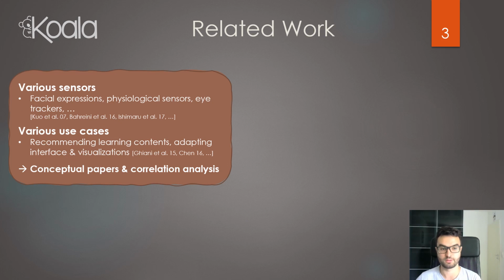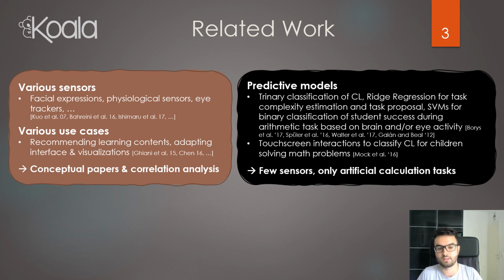Apart from these works that just propose different sensors and correlate them to some measure of difficulty, like facial expressions or eye tracking features, other papers have focused on good use cases. How can you adapt it to the measured cognitive load? For example, you could recommend learning contents that are most appropriate for your current situation, or you could adapt the whole interface.